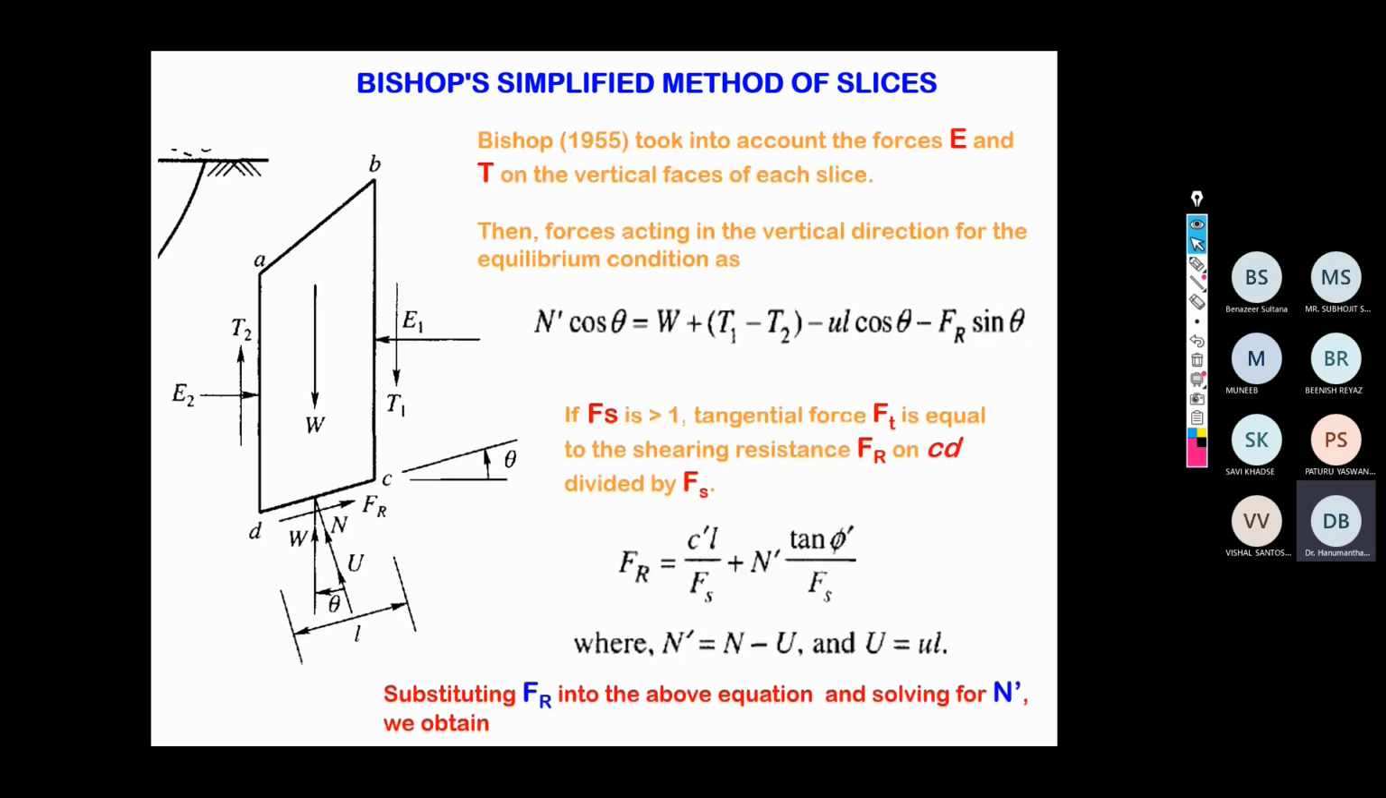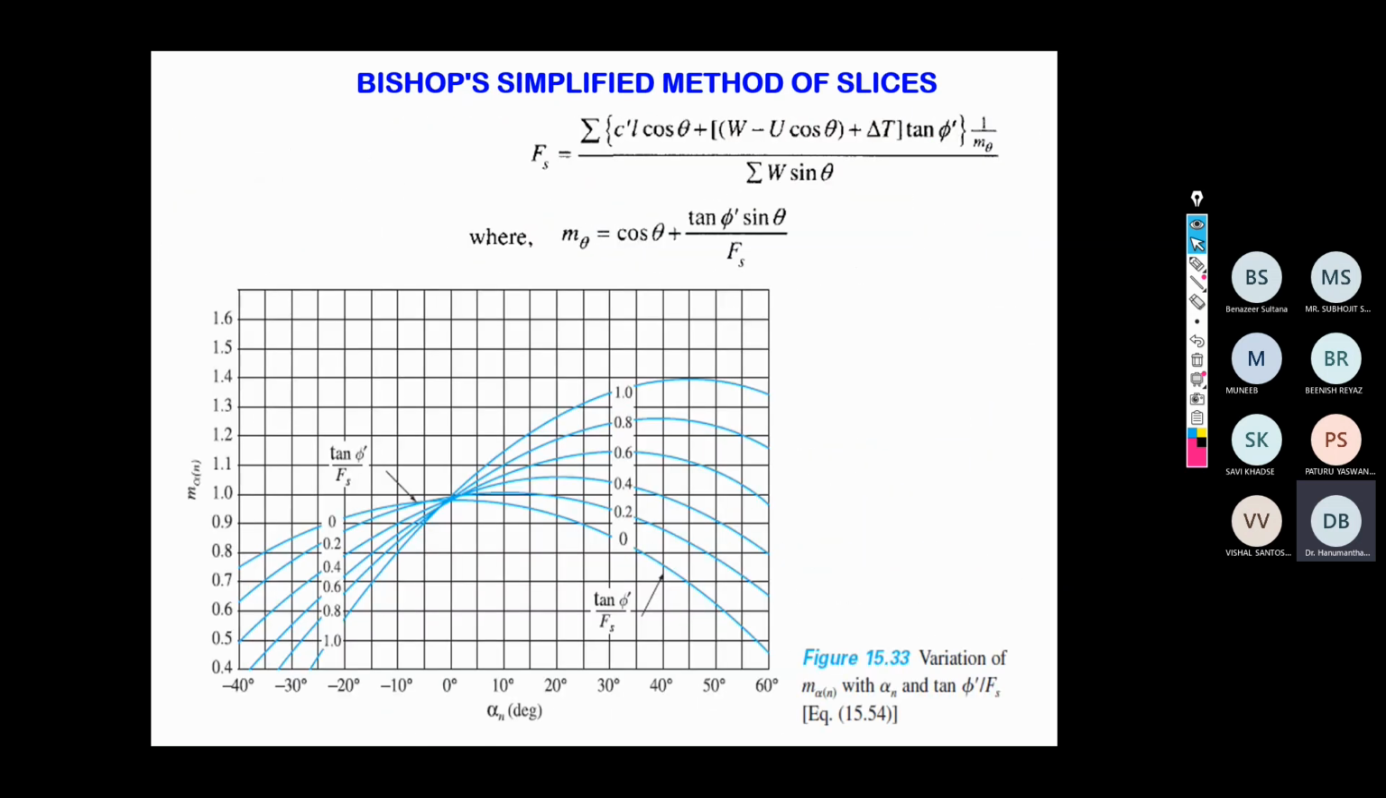So this also we have discussed yesterday, and this is the final form of the equation for Bishop's simplified method of the slices. Here he has also given one predefined chart. All the charts will be provided in the exam, so you don't need to remember. Here you can see the chart is between alpha n versus m alpha versus tan phi dash by F. So all terms are there in this final form of the equation.